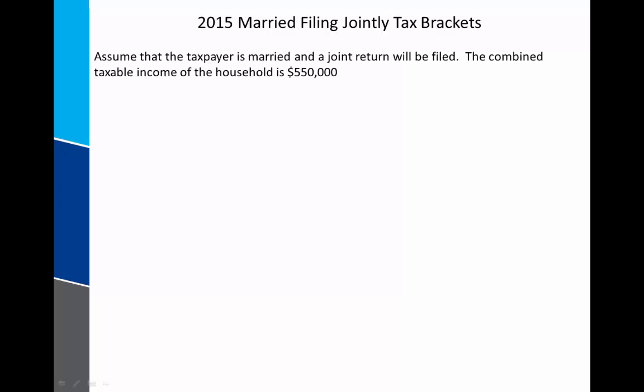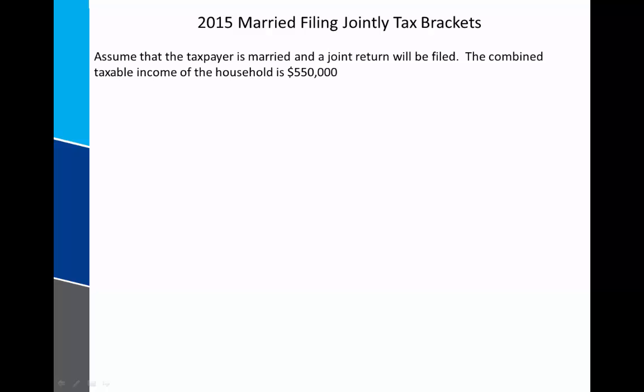Now, if you hear that someone is in the 39.6% tax bracket, you would be incorrect to think that all of their income will be taxed at that rate. Allow me to use a quick visual example of how this works. So this example is based off of the married filing jointly tax brackets, and we're just assuming that the taxpayer is married and a joint return will be filed.